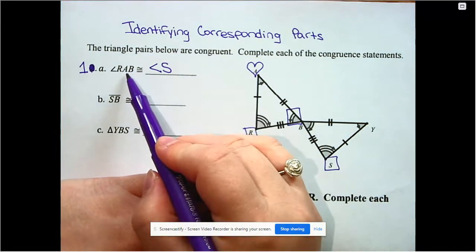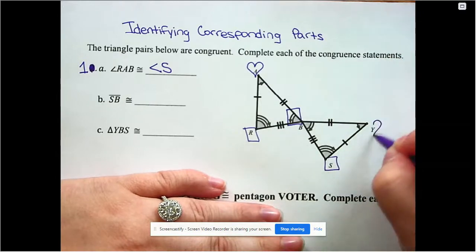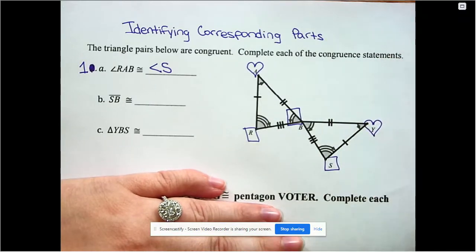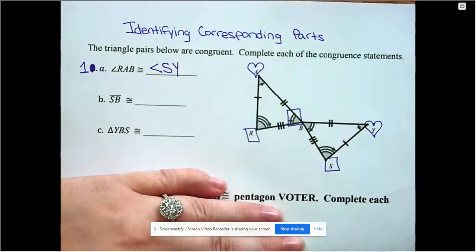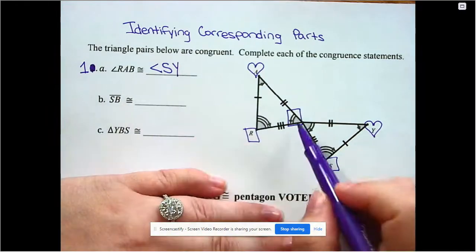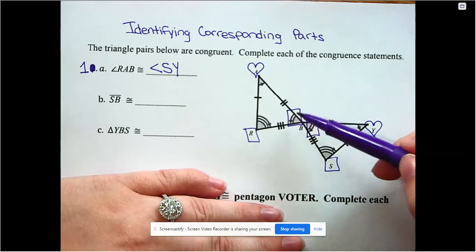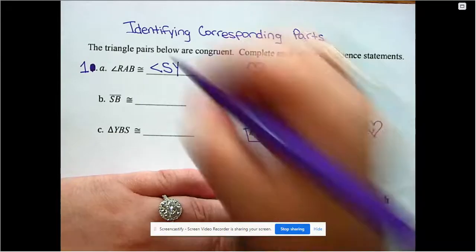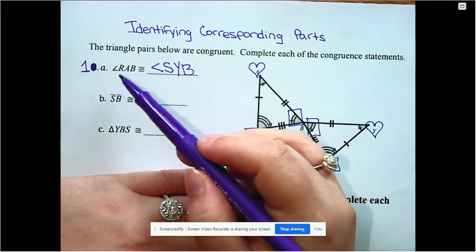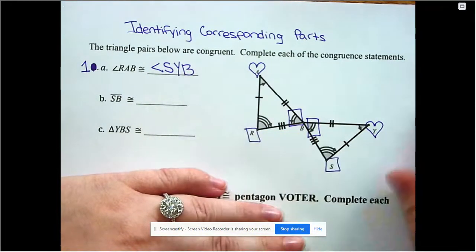Then we have A. Ahora tenemos A. A has 1 tick mark and so does Y. A tiene una marca de congruencia y Y también. Part B has 2 tick marks and so does part B on this image. Parte B tiene 2 marcas de congruencia y 2 también en el otro imagen. So angle RAB is congruent to angle SYB.